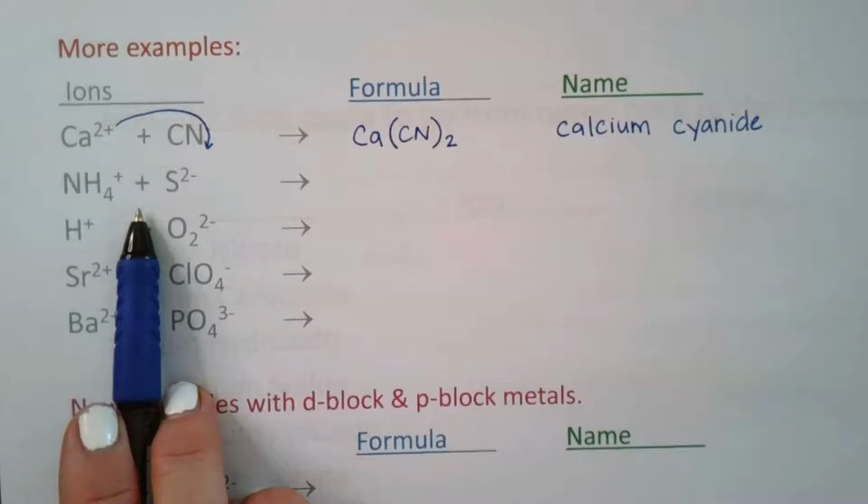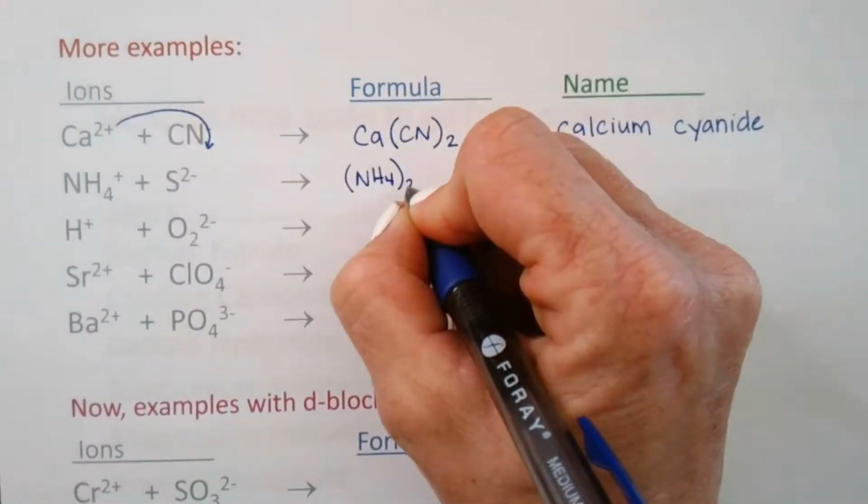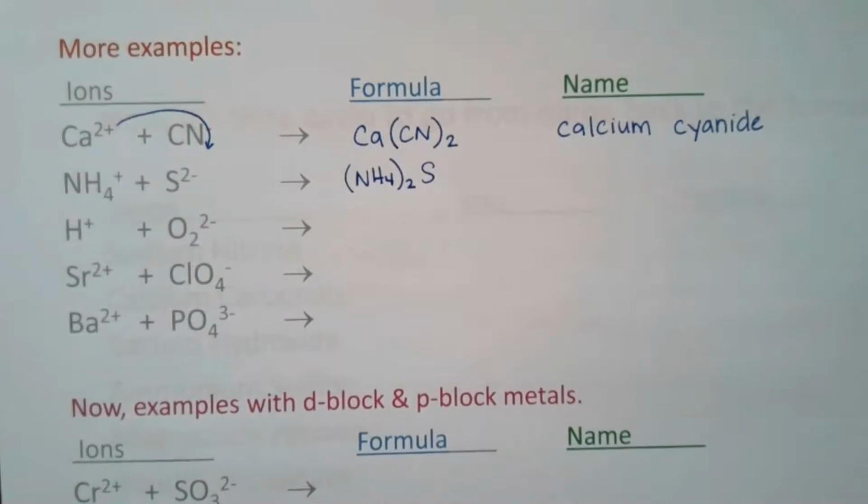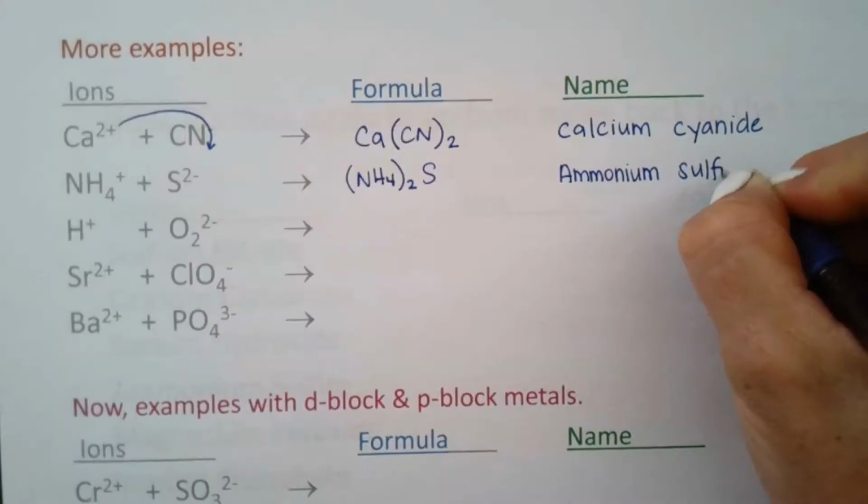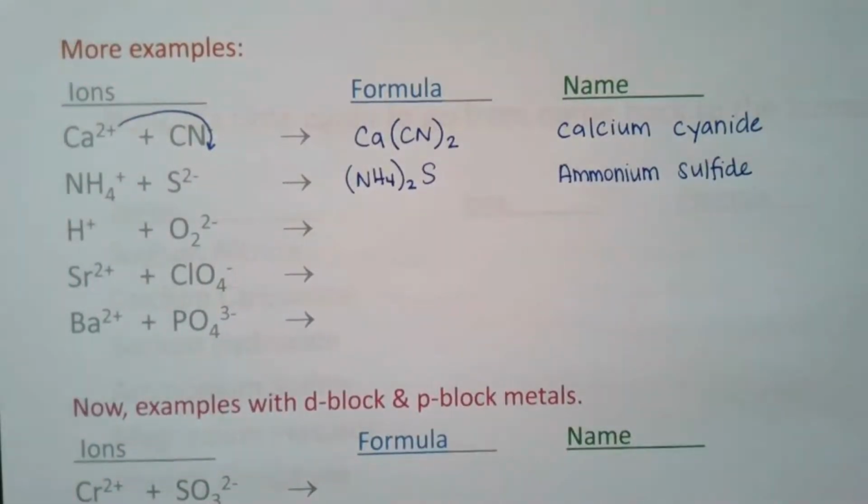Okay, for the next one, NH4 plus and S2 minus. Again, we crisscross. This time NH4 needs the parentheses because we need 2 of them for each sulfur. And we call this one, NH4 is ammonium, and sulfur becomes sulfide. So ammonium sulfide. You can easily start to see how difficult this would be if you did not know your polyatomic ions. So once again, as important as having your periodic table with you for this test, you need to make sure you have the polyatomic ion list.